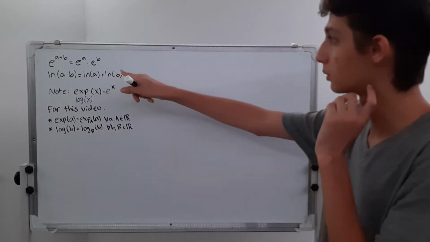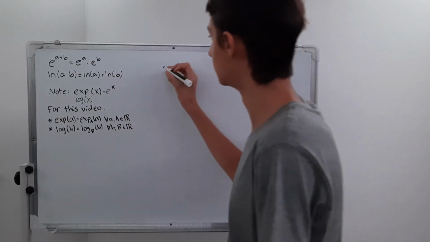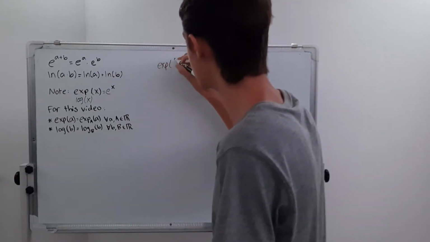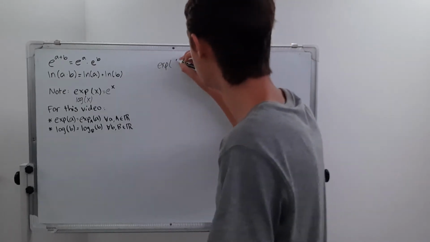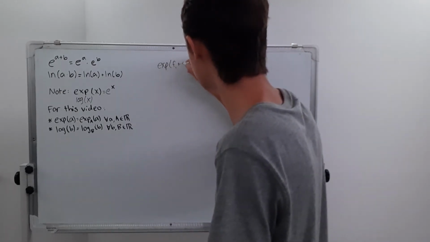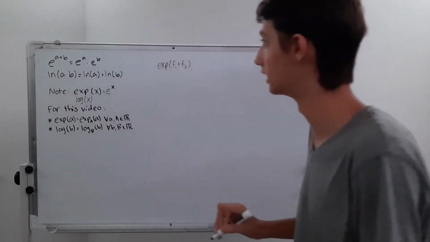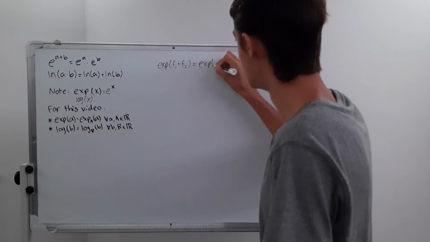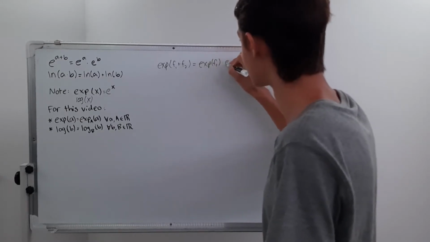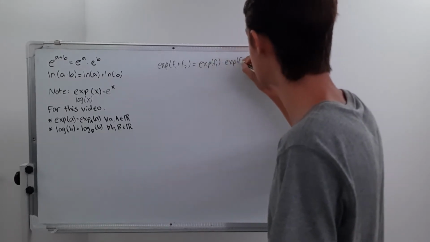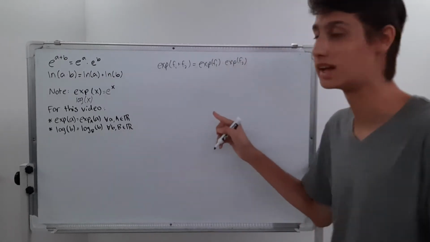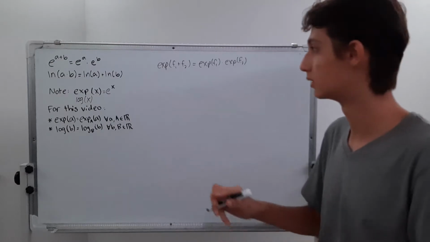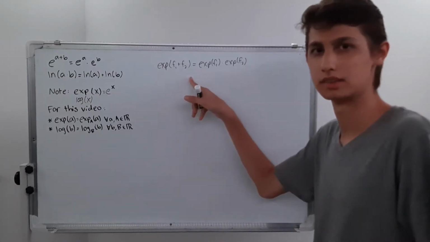So first I want to rewrite this statement. We can denote it as exponential of f, like a function f. We can say exponential of f1 plus f2 is equal to the exponential of f1 times the exponential of f2. And we can expand this to multiple inputs. We can say f1 plus f2 plus f3. And that actually looks like a sum, right?